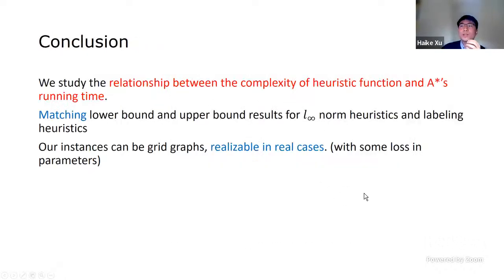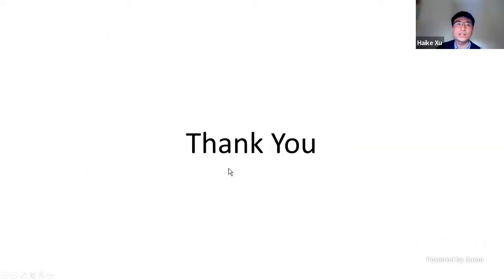In conclusion, we theoretically studied the performance of the A-star algorithm by analyzing the relationship between the complexity of the heuristic function and the number of vertices scanned. For norm-heuristics and labeling heuristics, covering the most commonly used types of heuristics, we provide matching lower bound and upper bound results. And our results can also potentially be used in real cases because they can be transformed into grid graphs. And that's all. Thank you.